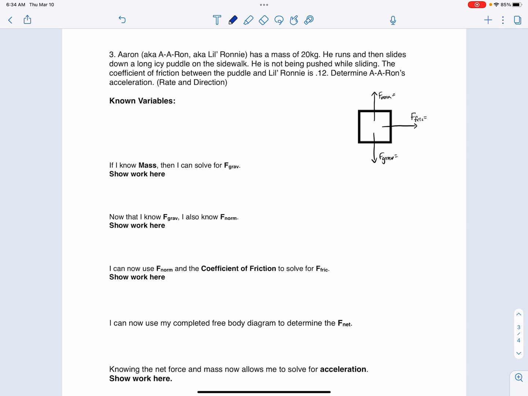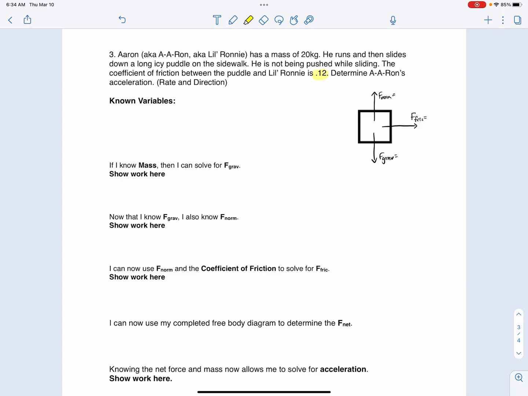He's not being pushed while sliding. Remember, he's just sliding along. There's nothing pushing him, right? That's all Newton's first law, that law of inertia, keeping him moving down that puddle. The coefficient of friction between the puddle and Lorani is 0.12. Determine Aaron's acceleration. Remember, it's all the same guy.